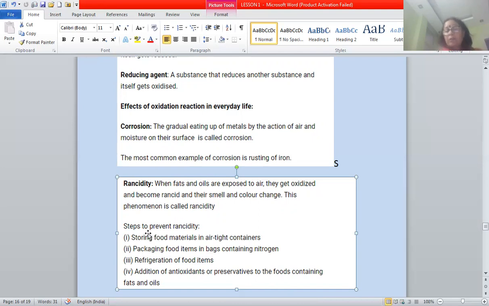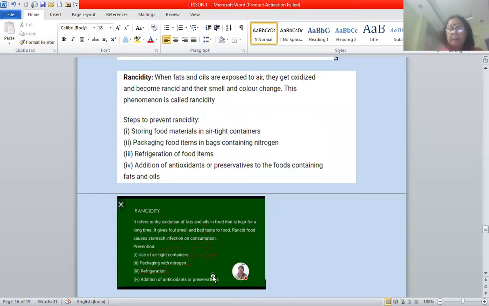There are different steps to prevent rancidity: storing food materials in airtight containers, packing food items in bags containing nitrogen, refrigeration of food items, and addition of antioxidants or preservatives to food containing fats and oils. This is also an oxidation. Rancidity is an oxidation reaction because it refers to the oxidation of fats and oils in food that is kept for a long time. The food starts giving a foul smell and bad taste. Rancid food causes stomach infection on consumption.